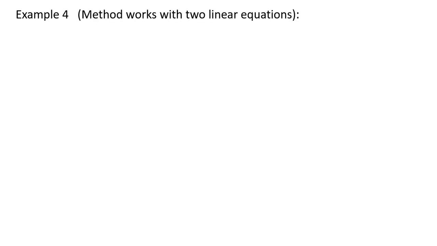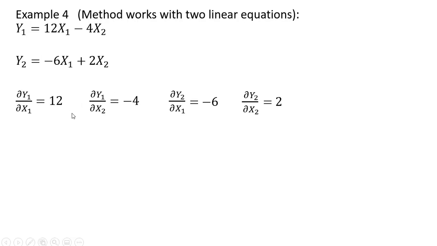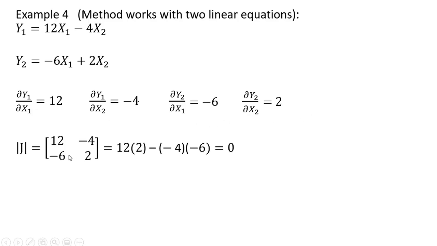And finally, example 4. We're just going to use two linear equations here. This method works with linear equations as well. And we have the following. Getting our 4 partial derivatives. And then getting the determinant of the Jacobian matrix, it equals 0. So there is functional dependence here. The second function is nothing more than minus 1/2 times the first function.